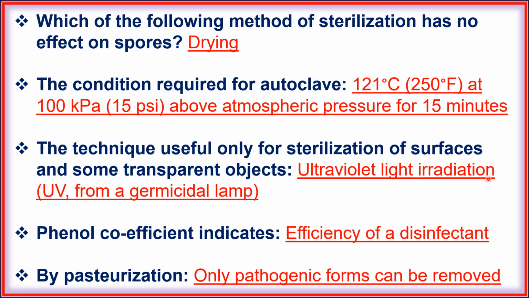Next, the technique useful only for sterilization of surface and some transparent objects is ultraviolet light irradiation, that is UV from a germicidal lamp. Next, phenol coefficient indicates efficiency of a disinfectant. Next, by pasteurization, only pathogenic forms can be removed.